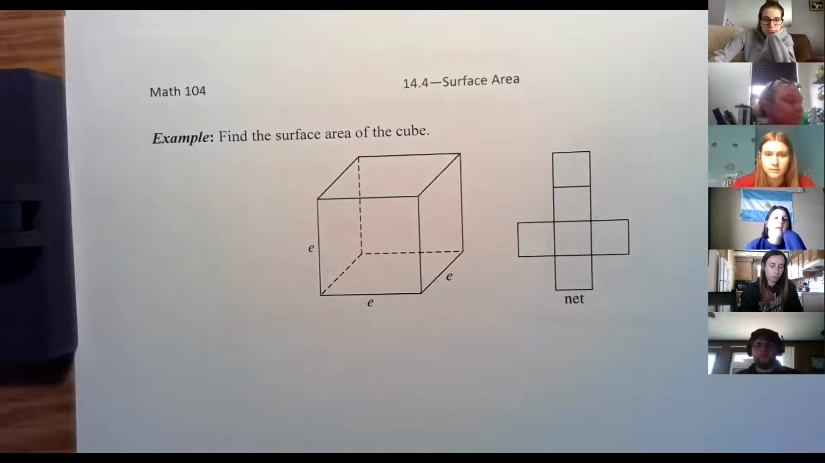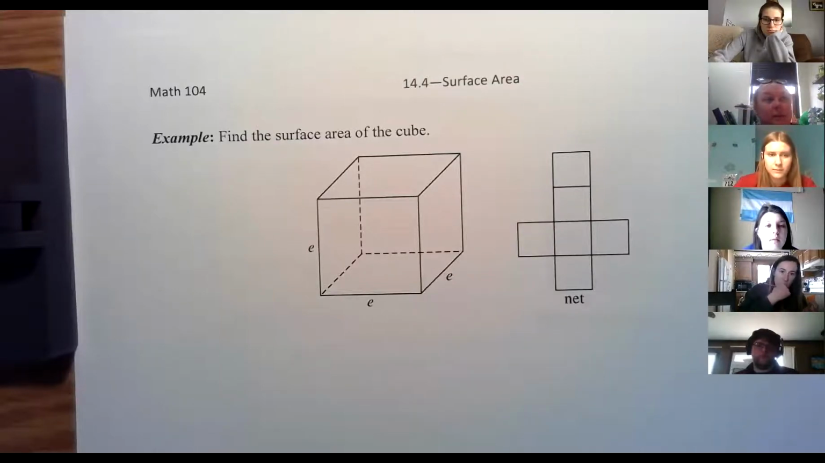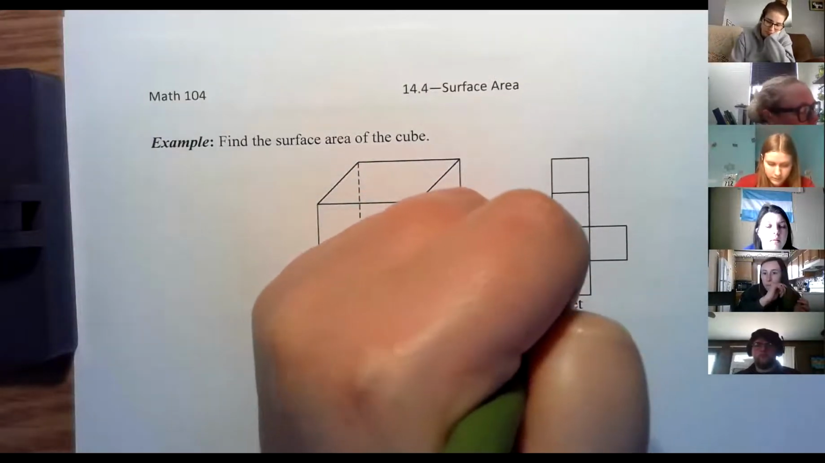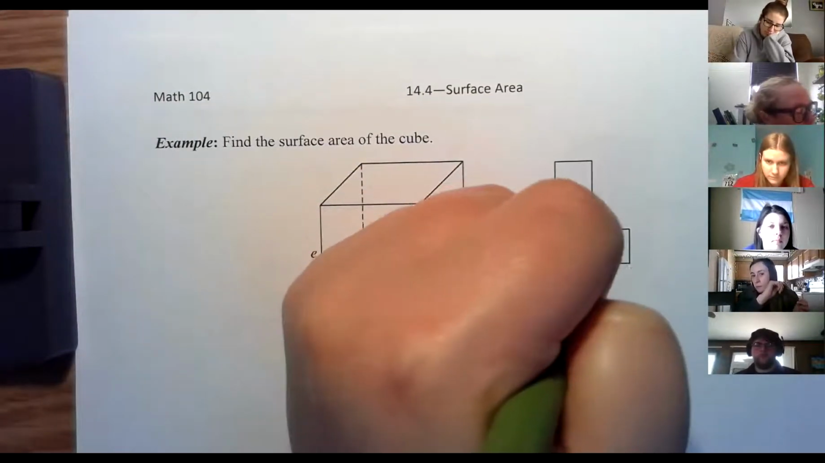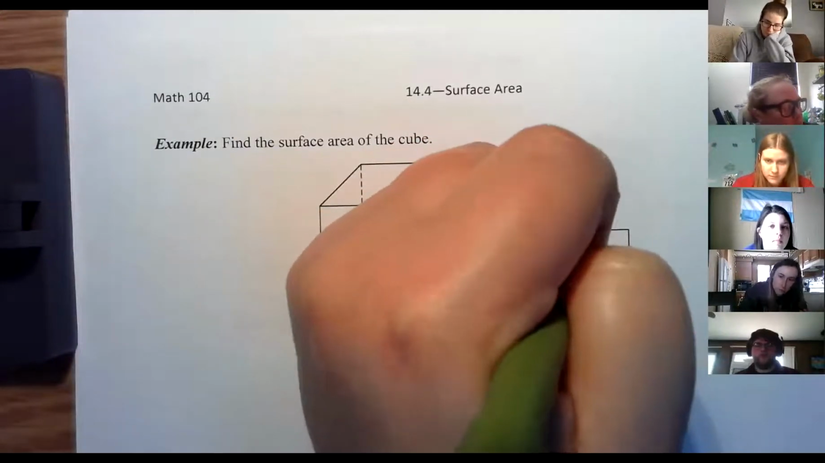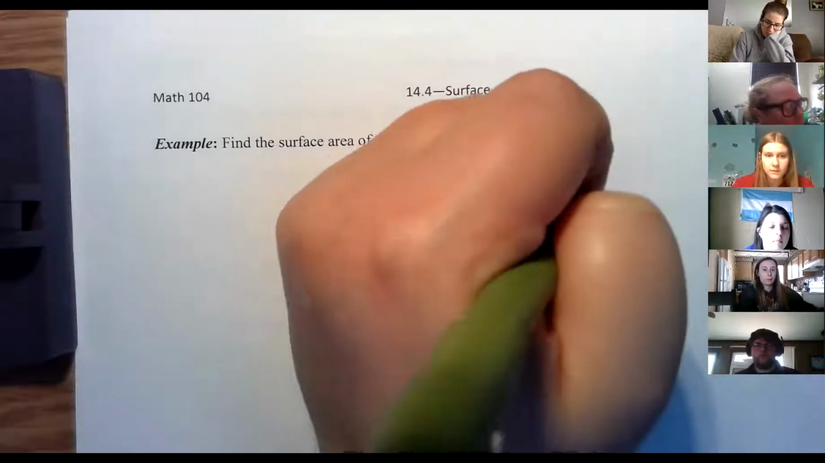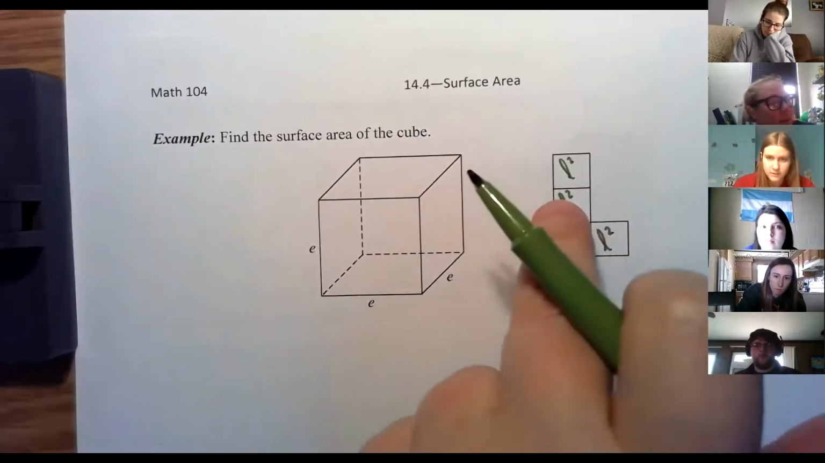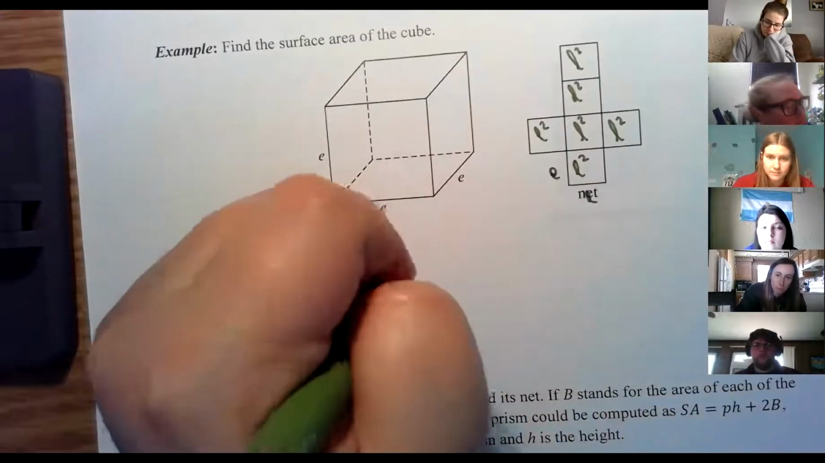Would it just be, so in this case, L times 6? Why would you say 6? Because it has 6 faces, right? Uh-huh. So if I look at the net of this guy, this piece here is an L by L. So that's L squared. That's L squared. That's going to be L squared. That's going to be L squared. L squared. L squared. So I have 1, 2, 3, 4, 5, 6 L squares, just like Lauren said.